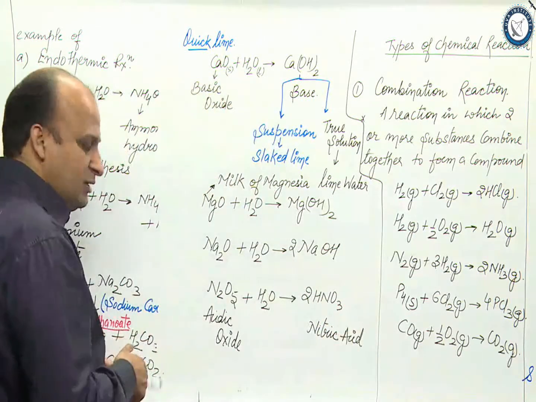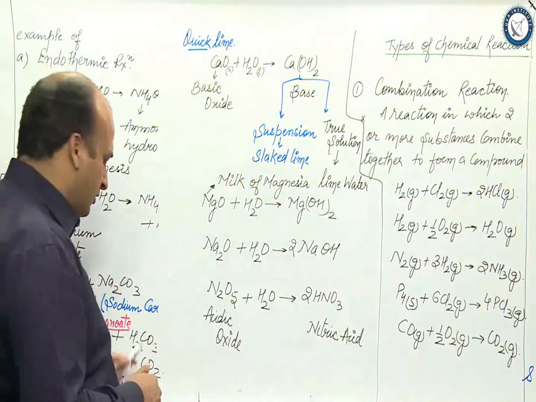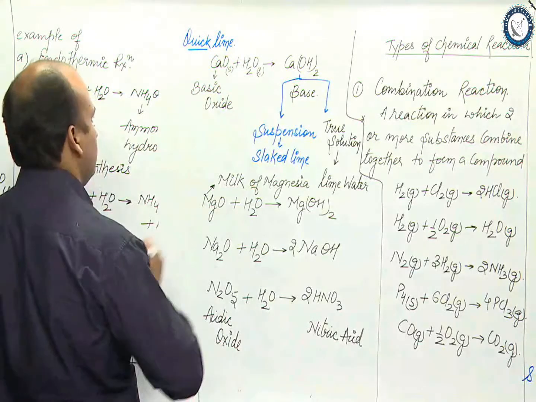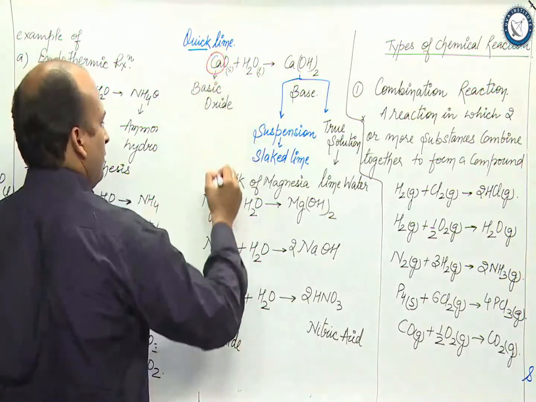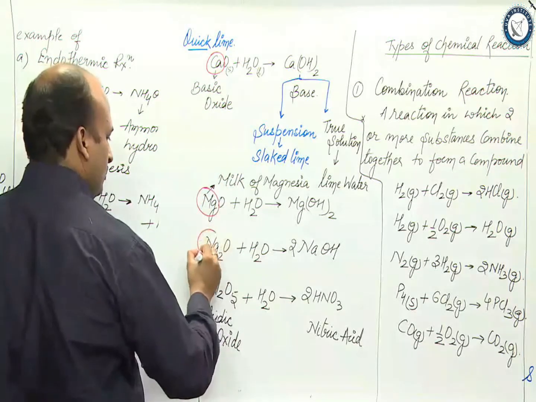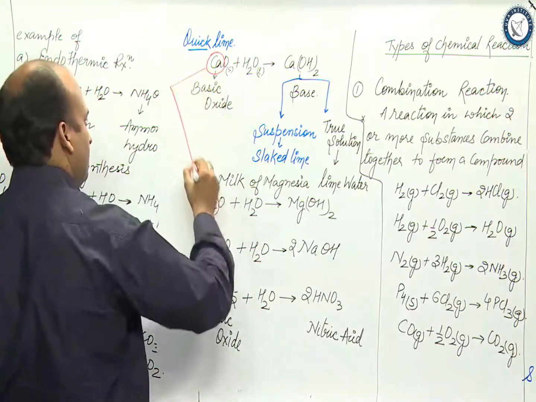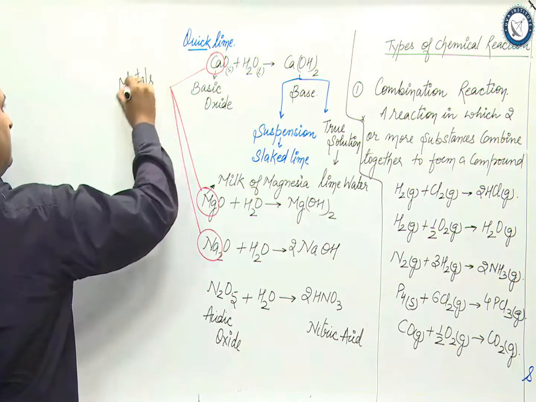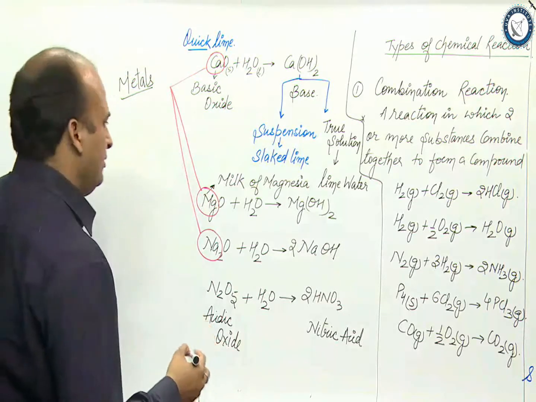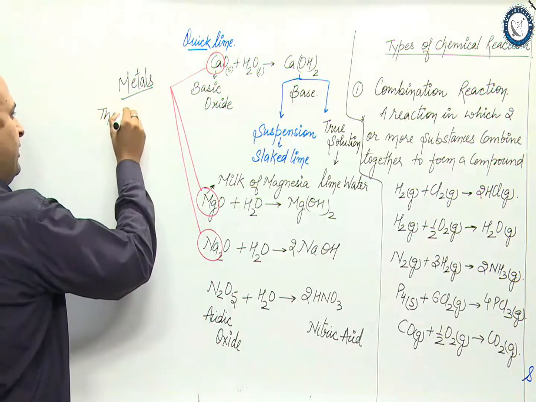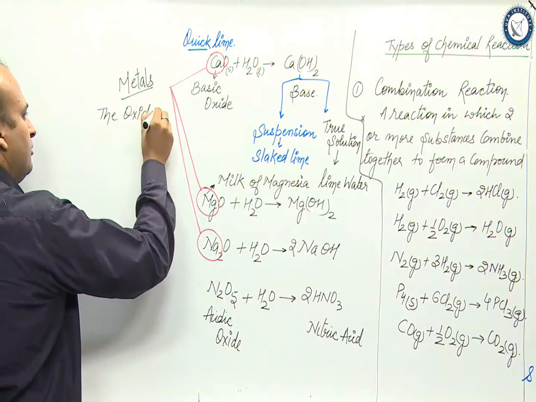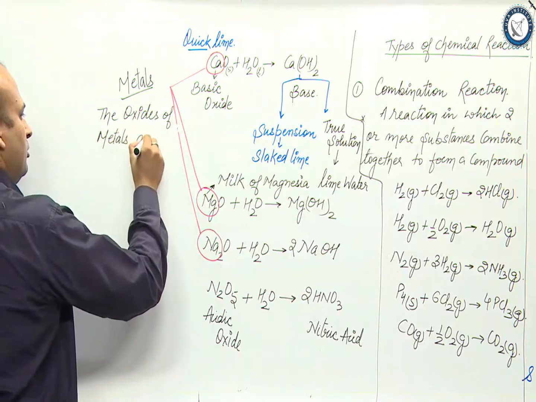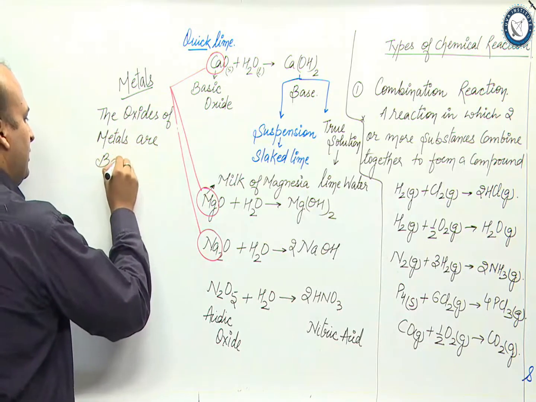So now you see there is one simple categorization that you can easily observe over here. Calcium, magnesium, sodium. Metals. So what is the takeaway from here? The oxides of metal are basic in nature.